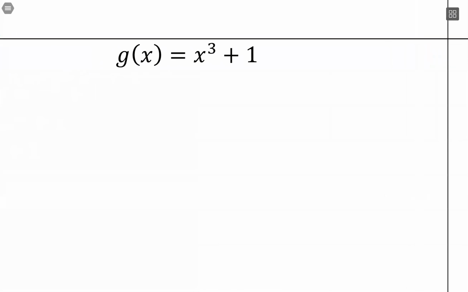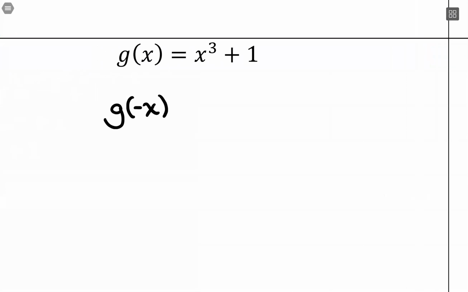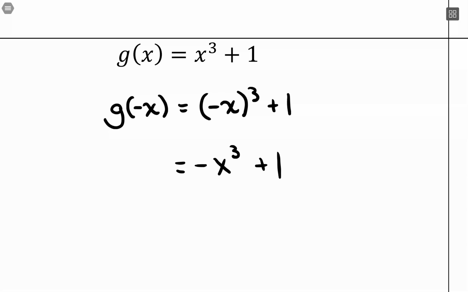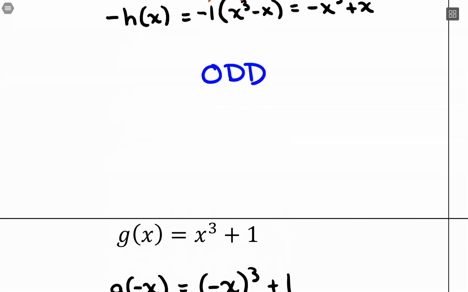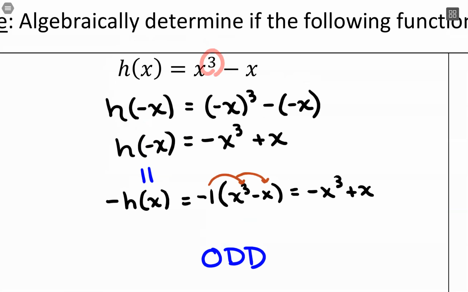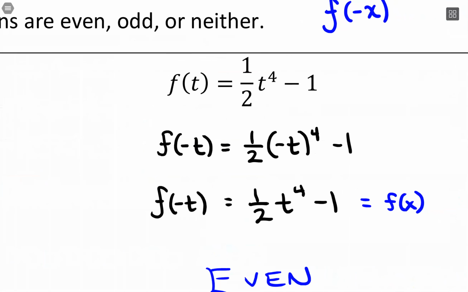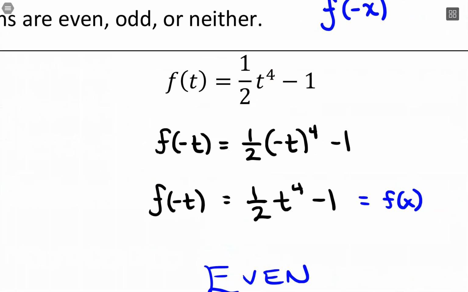Alright. x cubed plus 1, we're going to look at g of negative x. So we'll have negative x cubed plus 1, which would be a negative x cubed without parentheses plus 1. Now, that's not the same as our original function, so this isn't even. Another big hint is the fact that we have an odd exponent, so really what I want to check for is something odd. Like up above here, we had odd exponents. Here, even exponents, so we ended up with an even function.